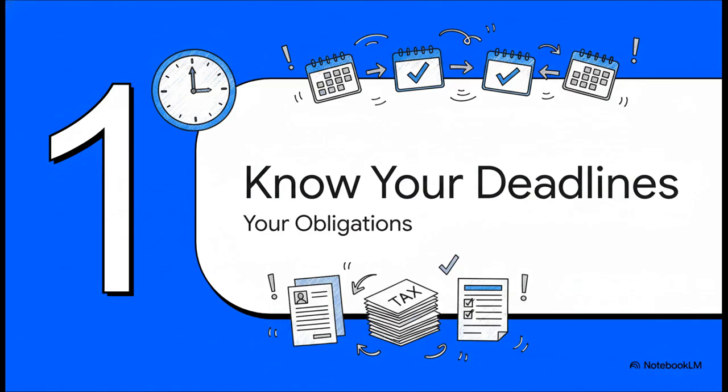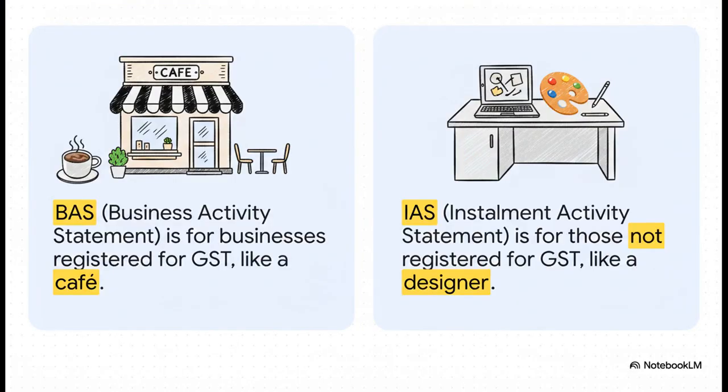You have to know exactly what you need to lodge. And this is critical, when you need to lodge it by. So the first big question you have to answer is this. Are you lodging a business activity statement, a BAS, or an installment activity statement, an IAS? It's pretty straightforward. If your business is registered for GST, think of a cafe selling coffee and pastries, you'll be lodging a BAS. If you're not registered for GST, like a lot of freelance designers, then you'll use an IAS instead.